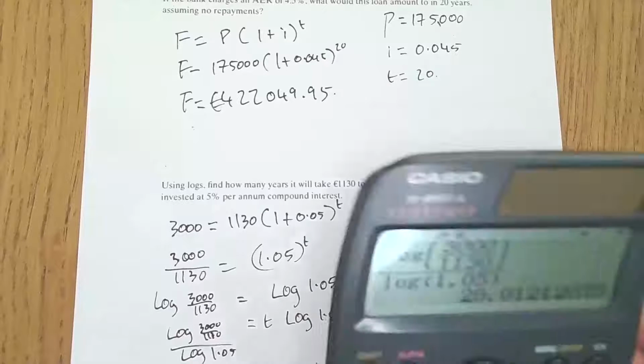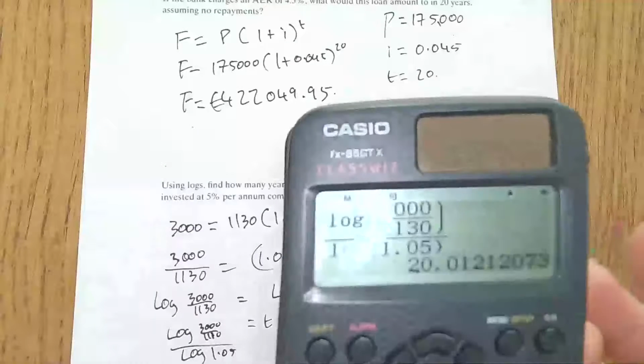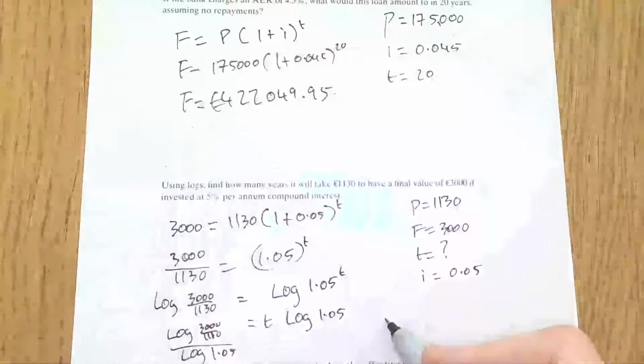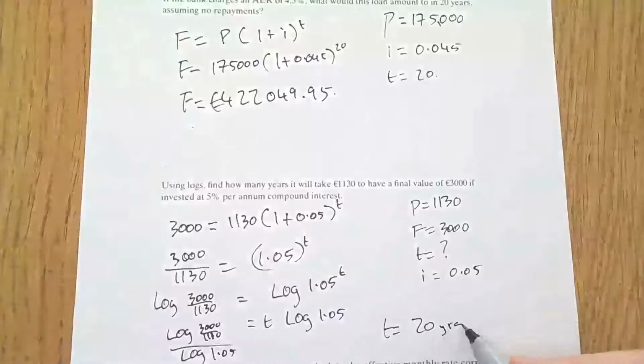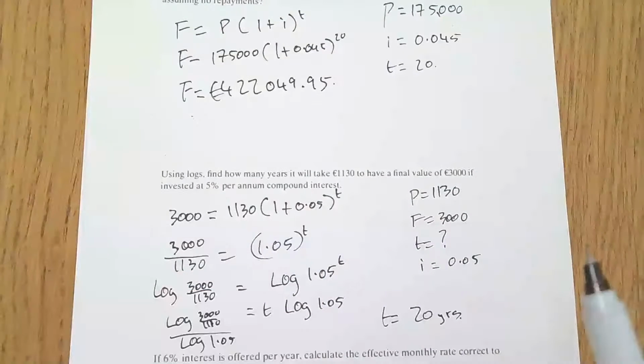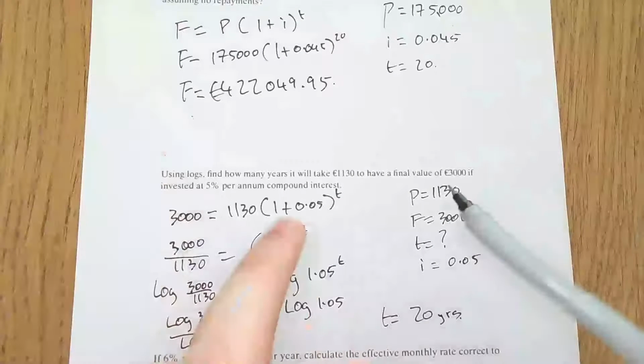So 20 years. It's roughly 20. We're not going to round it up. It's 20 years. T is 20 years. Okay. Right. So the only manipulation I could see that might cause you a bit of trouble is that we have to find the time.